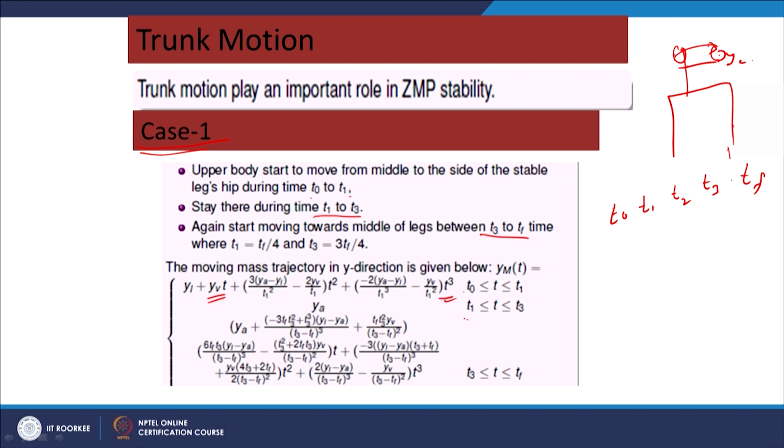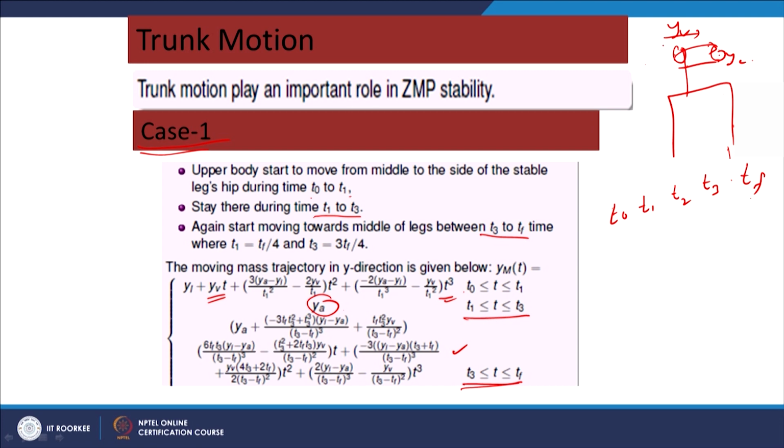and during the time T1 to T3 it stays at the point, the y coordinate of that point being y suffix a as given here, and during the time interval T3 to T4, that is Tf, it comes back from the extreme point ya to the middle of the 2 hips. So, that is derived using a polynomial of degree 3, and we can observe that the hip, the upper body, moves with a velocity y suffix v from the middle.